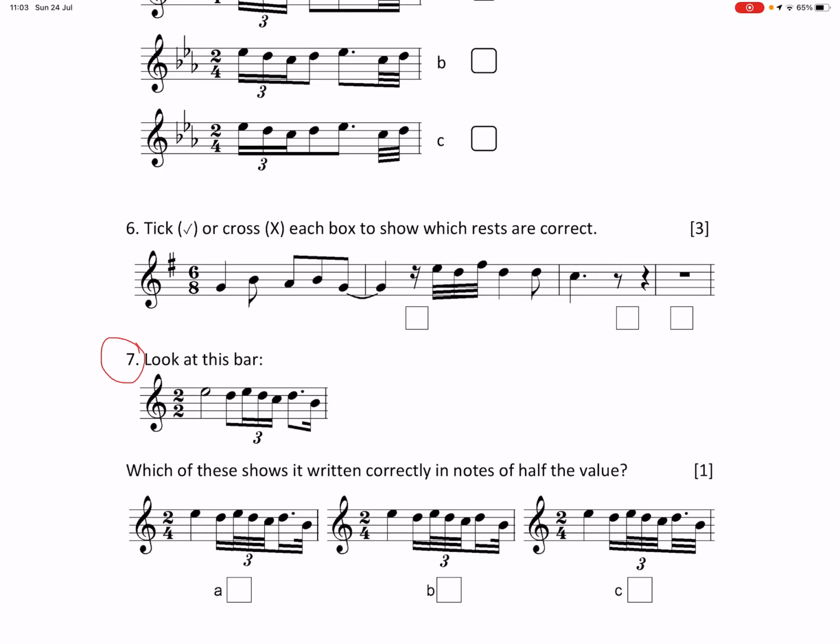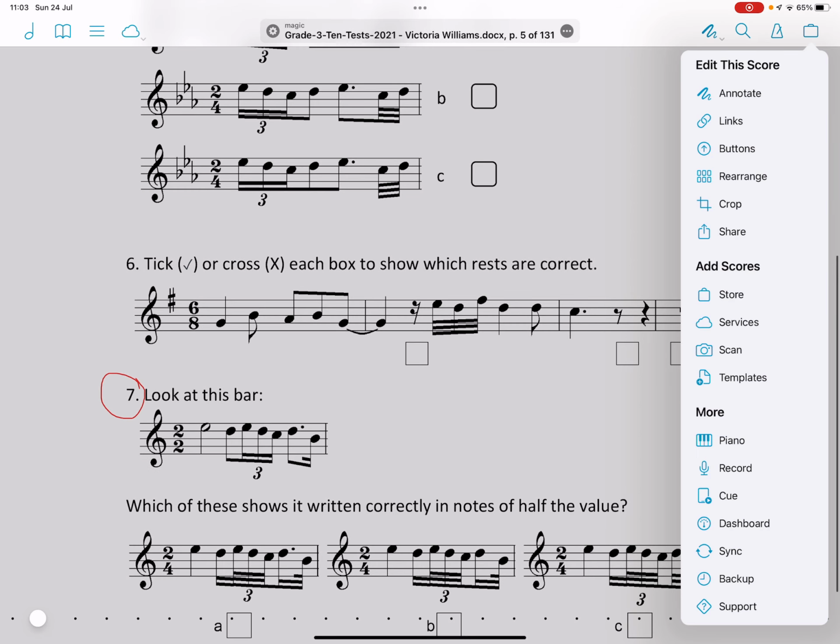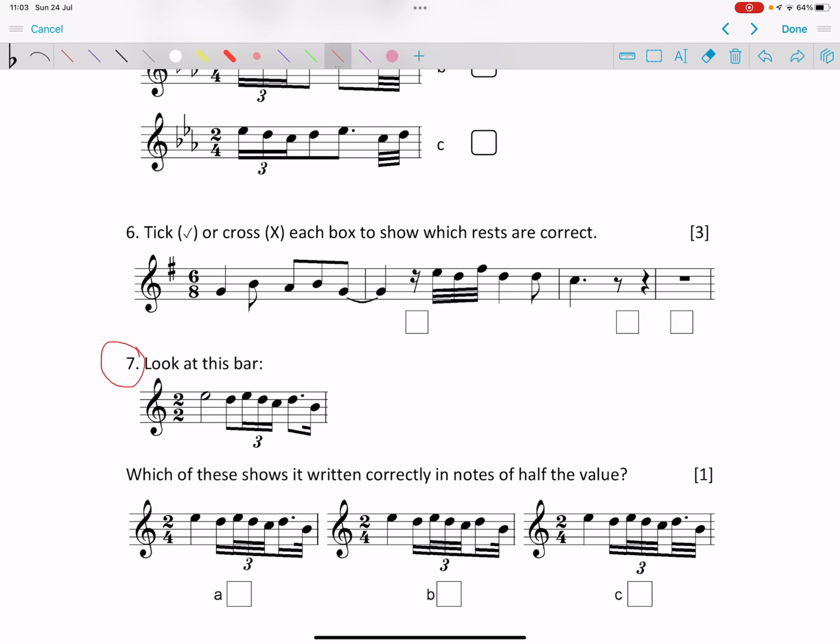Grade 3, question 7. Look at this bar. Which of the following shows it written correctly in notes half the value? It's already given you the time signature, which is going to be 2-4, and that's the same for all three of the answers. So the way to answer this question would be to figure out where the natural lines are that divide the beats and put that in the question.